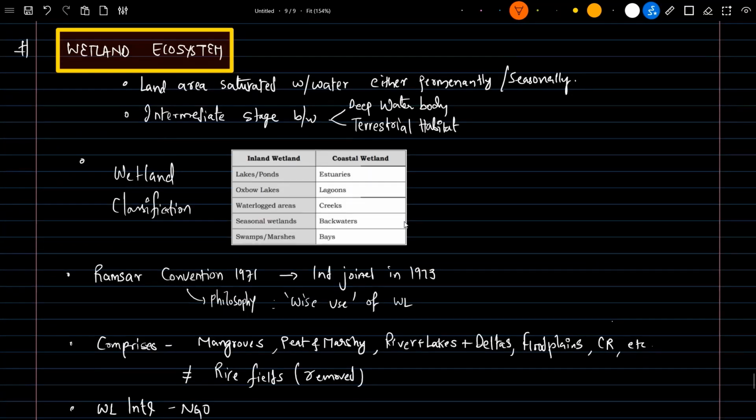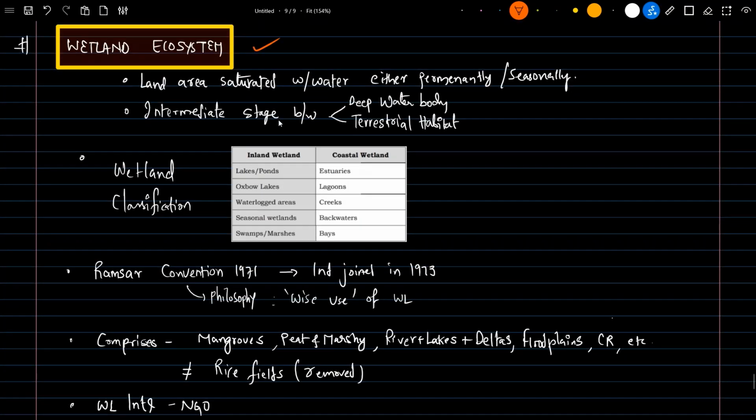Next, let's understand the wetland ecosystem. How can a wetland be defined? It is simply a land area which is saturated with water. That water presence can be either permanent or seasonal. It is basically an intermediate stage between a deep water body and terrestrial habitat.